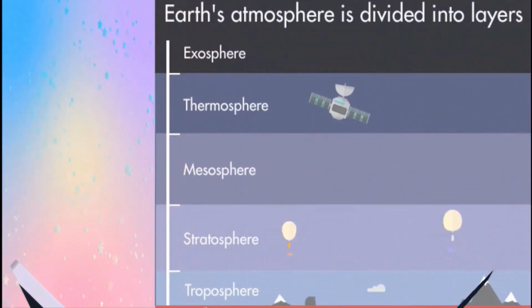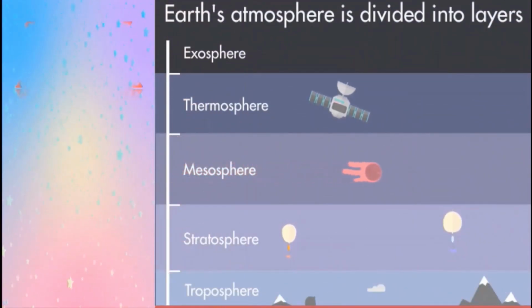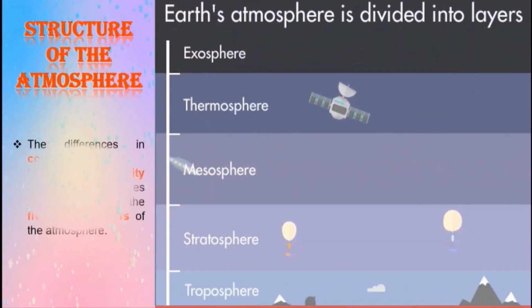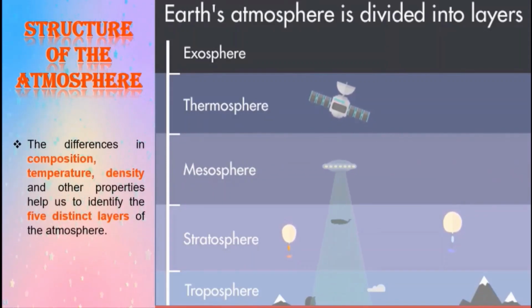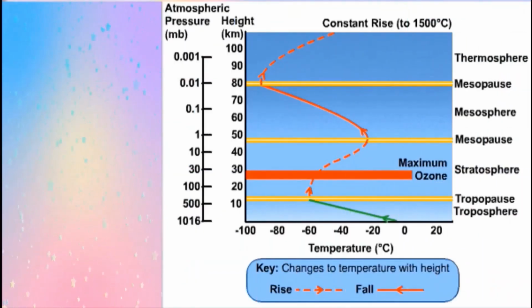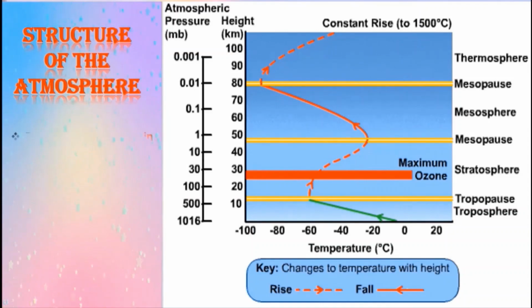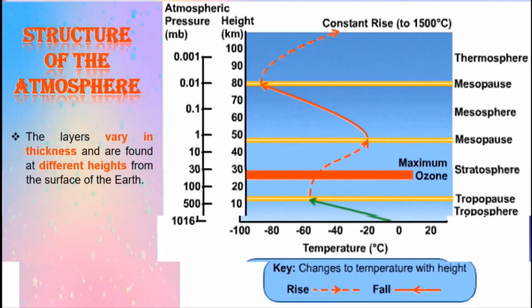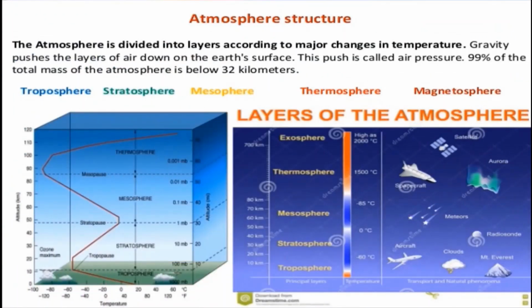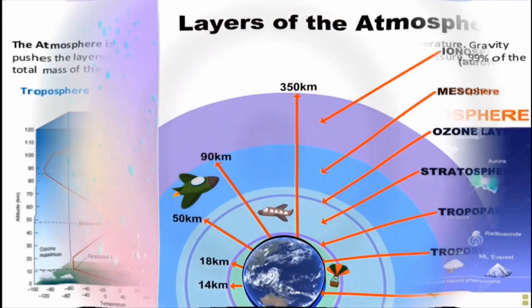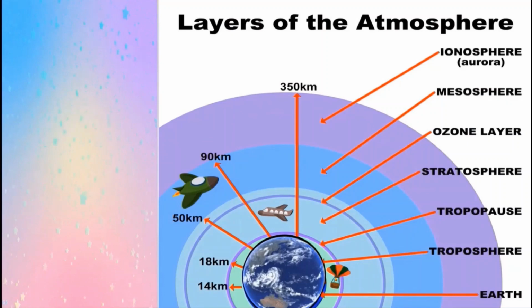Now let's see what is the structure of the atmosphere. The differences in composition, temperature, density, and other properties help us to identify 5 distinct layers of the atmosphere. These layers vary in thickness and are found at different heights from the surface of the earth. Though there is no boundary separating one layer from the other, each layer is uniquely identifiable. So now let us look at each of these layers in detail.